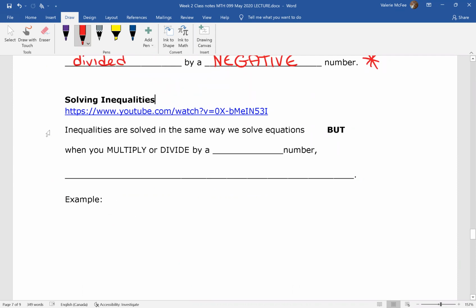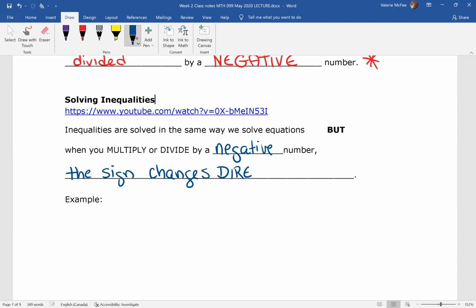Basically, inequalities are solved in the same way as we solve equations. However, if you multiply or divide by a negative number, the sign changes direction. Not when you add or subtract, not when you multiply or divide with a positive number, but if you multiply or divide with a negative number, that's when the sign changes direction.